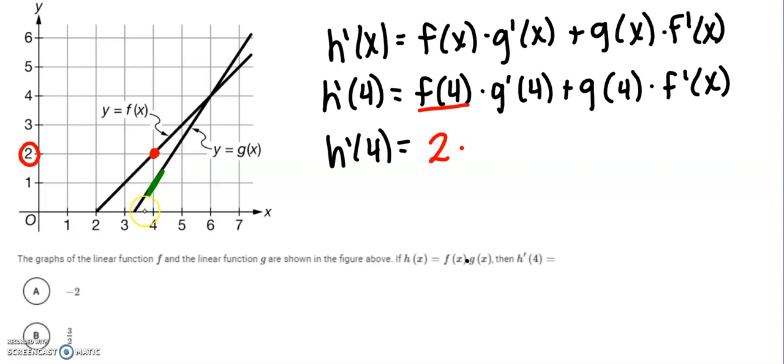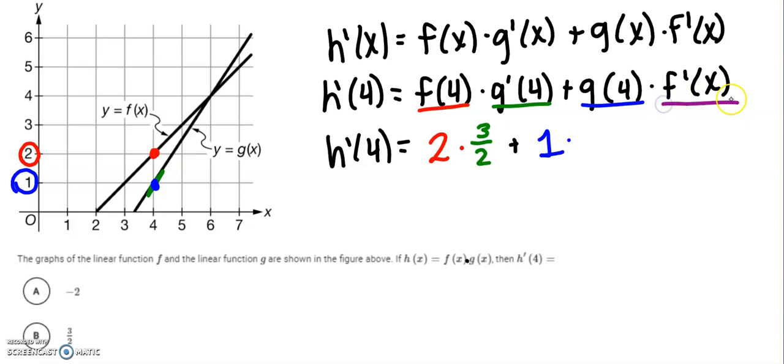Well, the slope, if I use old methods of finding slope, we just have a line. It looks like I'm going up 1, 2, 3, and over 2. So we're going to go 3 halves is the slope at 4, plus g of 4. G of 4 is actually in goes 4, out comes 1.